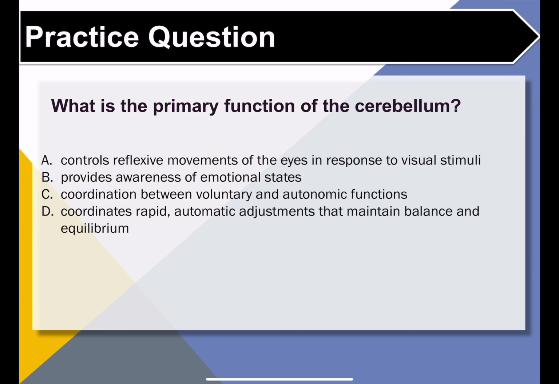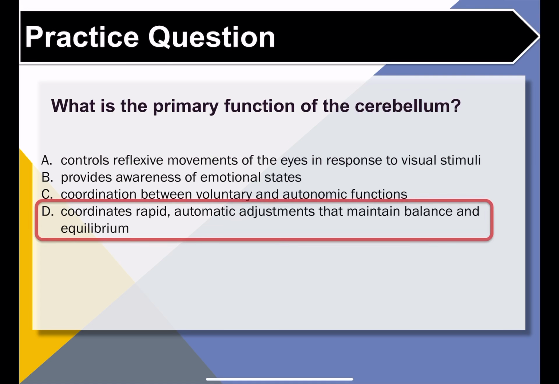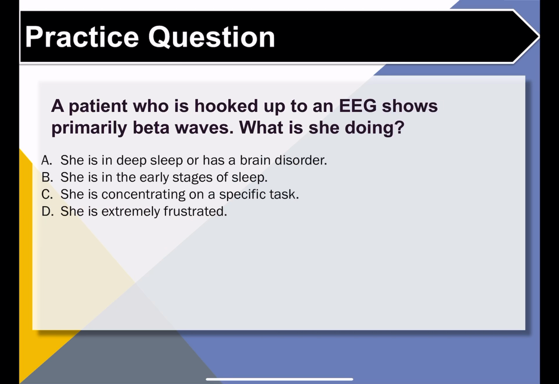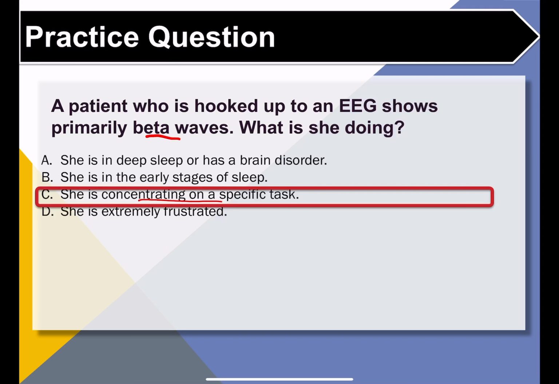What is the primary function of the cerebellum? It is coordinating that rapid automatic adjustment to maintain balance and equilibrium, and also for learning a new skill, for example, that we talked about. A patient who is hooked up to an EEG shows primarily beta waves. What is she doing? Beta, so she is concentrating on a specific task. Not extremely frustrated, maybe somewhat frustrated, but not a little bit stressed. But extremely frustrated adults would have theta waves instead.